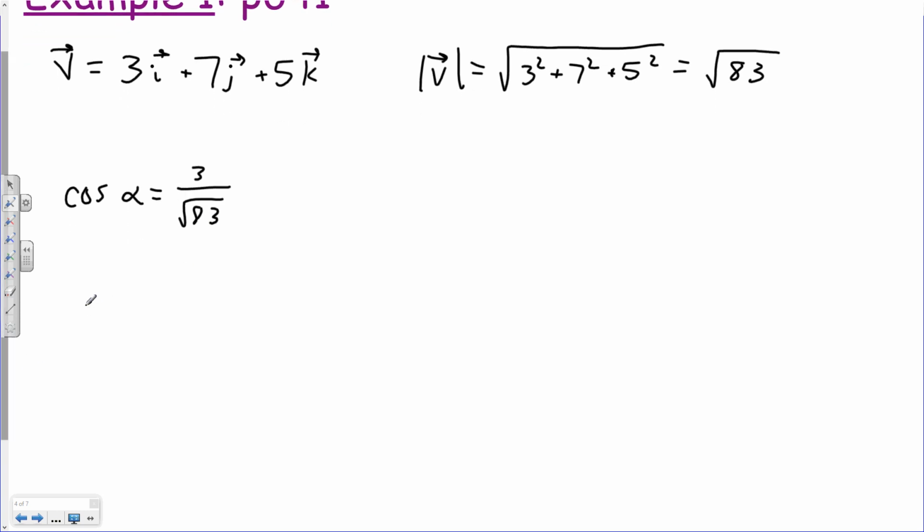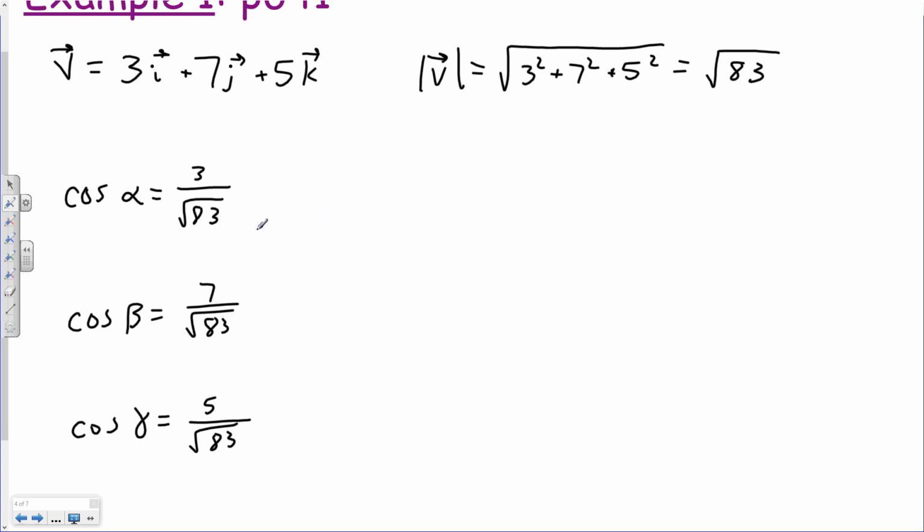And for beta, cosine of beta, that's just the y component, so that's 7 divided by the magnitude, which is the square root of 83. And for gamma, cosine of gamma is equal to the z component, 5 divided by the magnitude. There we go. That's not too bad to come up with. Those are pretty easy. We just need the magnitude of our vector.